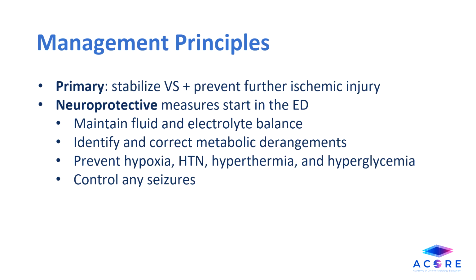Treatment for pediatric AIS patients should be guided by institutional protocols, physician preference, and most importantly, the patient's clinical status and comorbidities. The primary objectives of treatment acutely include stabilizing the patient's vitals and doing everything possible to prevent further ischemic injury. Next, you move to neuroprotective measures. And what does that really mean? It means maintaining fluid and electrolyte balances, identifying and correcting any metabolic derangements, maintaining normal vital signs and normal glycemia, and identifying and controlling any associated seizures.